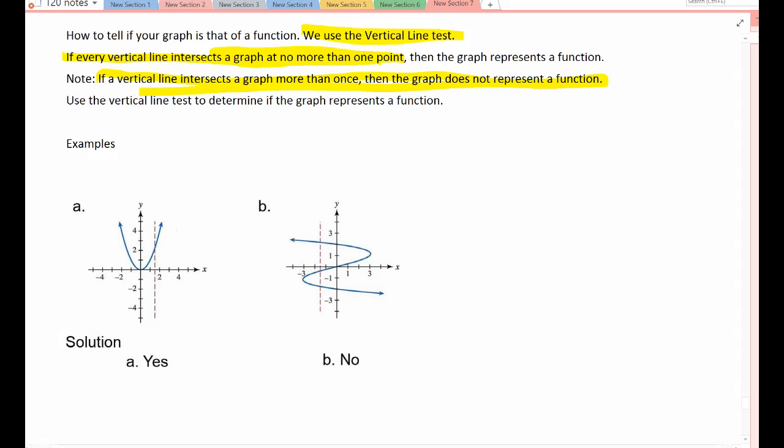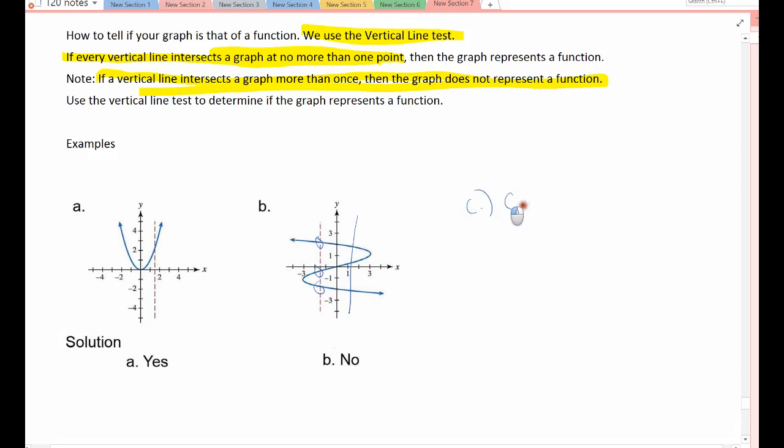This is a parabola example. This is a yes, it's a function. This is not a function, right? Because this line hits it 1, 2, 3 times. And same thing if I did a line over there, it hit it 3 times, which means for that x value, there are 3 y values with it.